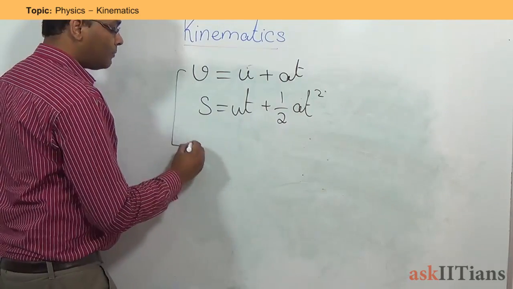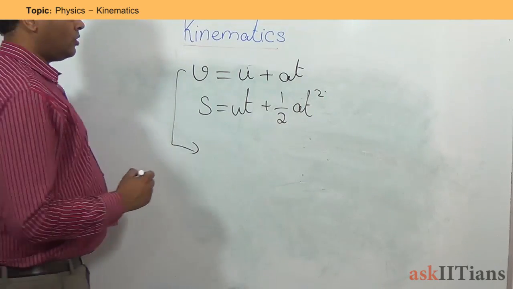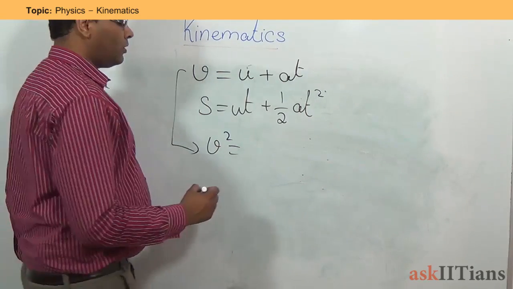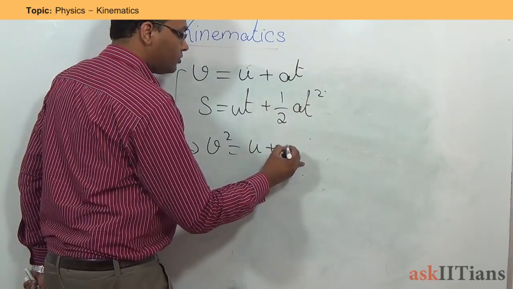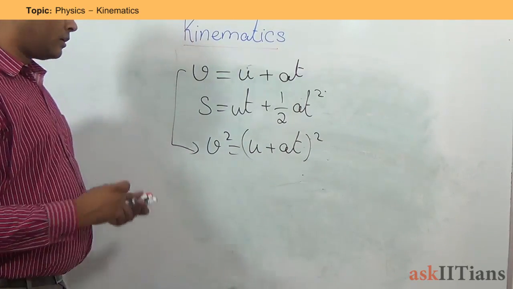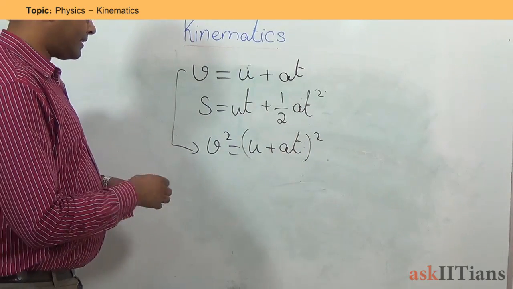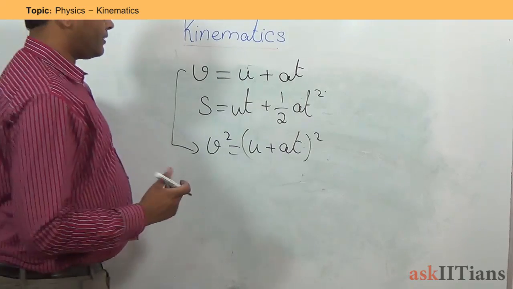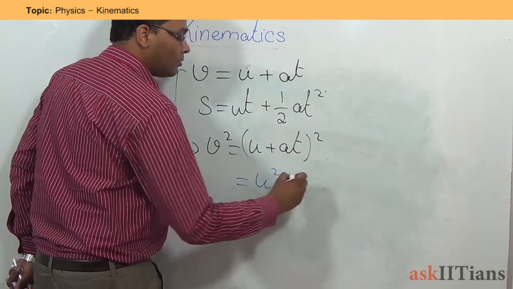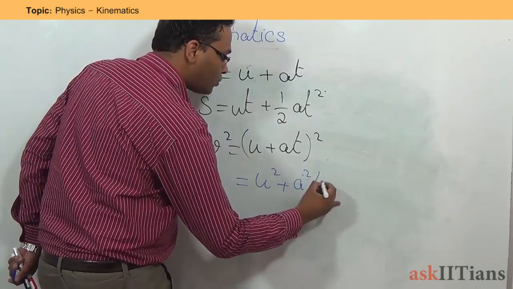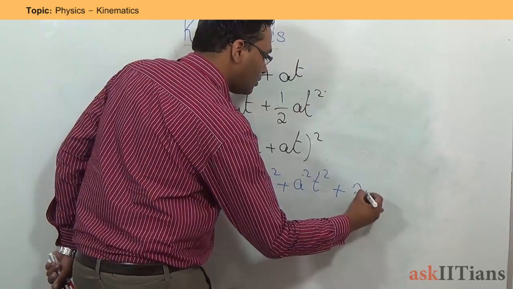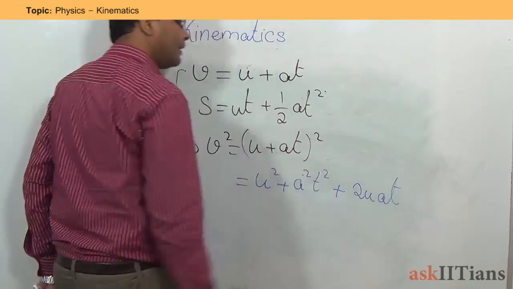So if I square up the first expression, what will I get? I'll get v square. On the right hand side, I'll get (u plus at) whole square. Right? So if I expand this, let's see what I get. I get u square plus a square t square plus 2uat.